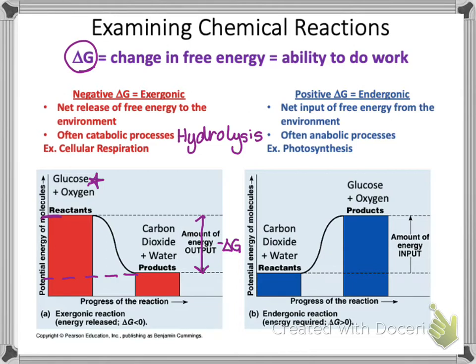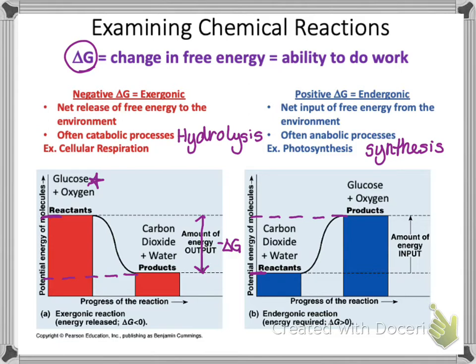On the other hand, a positive delta G represents an endergonic reaction. Ender, think enter. There is a net input of free energy from the environment. These are building reactions, so anabolic processes, things like synthesis, dehydration synthesis, or in this case, photosynthesis. Photosynthesis is essentially the reverse of the chemical equation for cellular respiration. In this case, plant cells take the low energy reactants of carbon dioxide and water, and produce high energy products of glucose and oxygen.